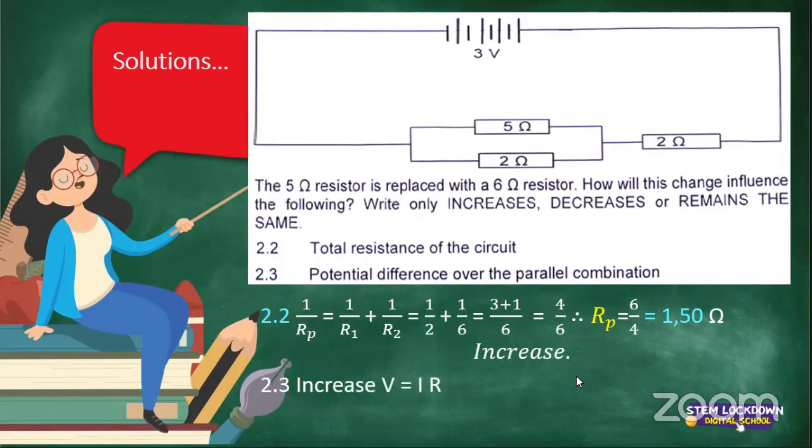And then also for 2.3, the potential difference over the parallel combination, it will increase. Why? Because V equals IR. So R would have increased, and therefore the potential difference would increase across the parallel combination. Right.